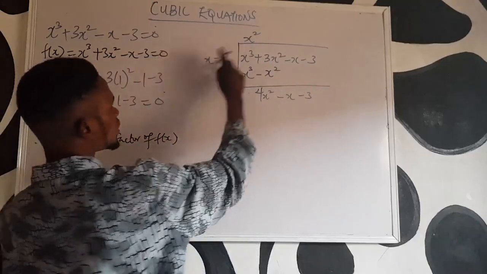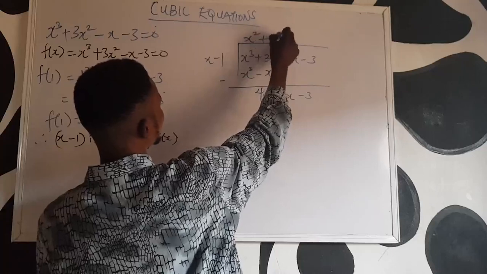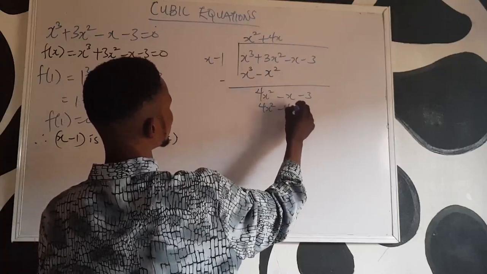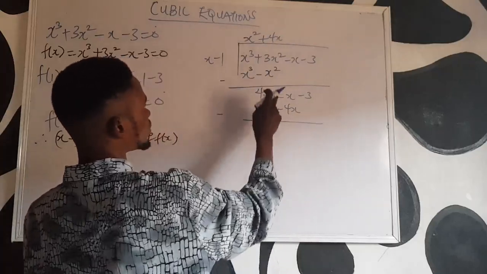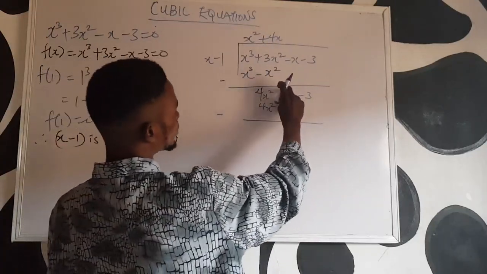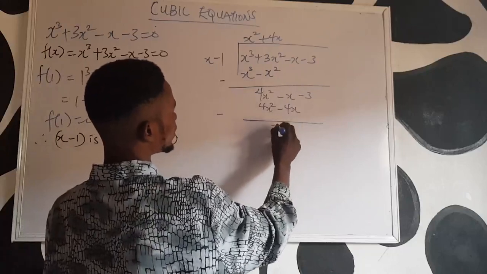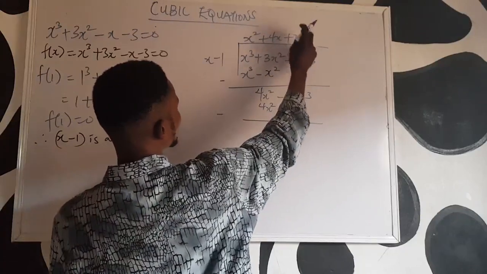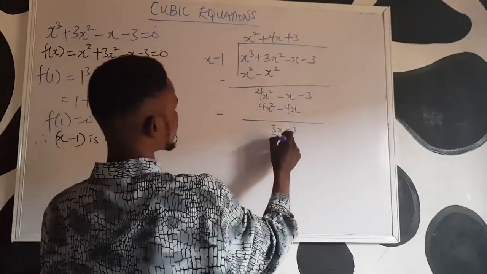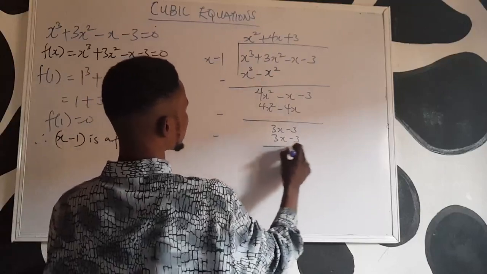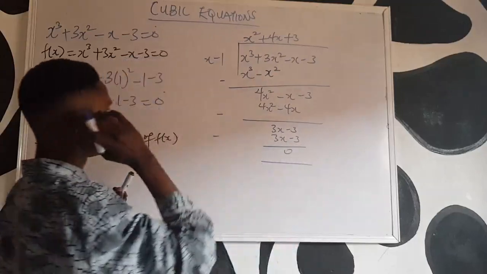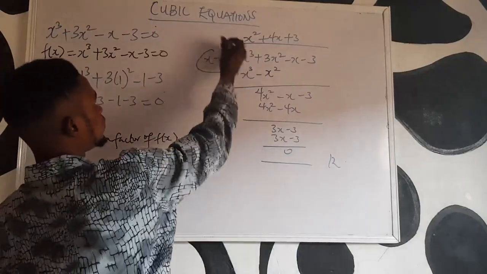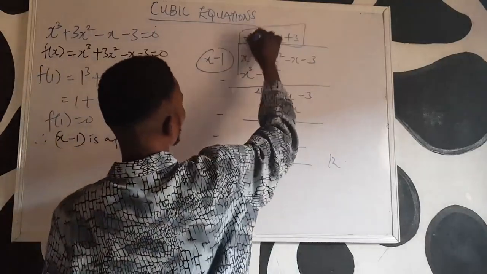4x squared divided by x, that's 4x. 4x multiplied by this, 4x squared minus 4x. Subtract out 0. Minus x minus 4x, that's 3x minus 3. 3x divided by x, that's 3. 3 times this, 3x minus 3. Subtract 0. So we can see the remainder is what? It's 0. That means it's a factor of this. And these are what? Our quotient.